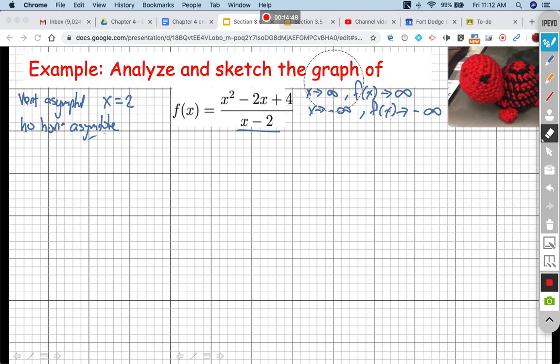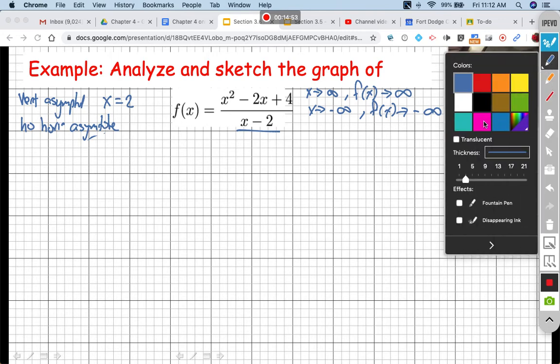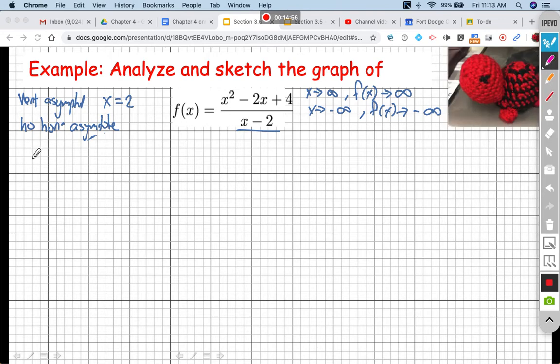So next thing we're going to look for are intercepts. For the x-intercepts, we need 0 equals x squared minus 2x plus 4, because as long as x doesn't equal 2, the denominator doesn't matter. Well, if you look at this, it doesn't factor quickly off the first bat. You look at factors of 4 that add up to negative 2. Yeah, I don't like that.